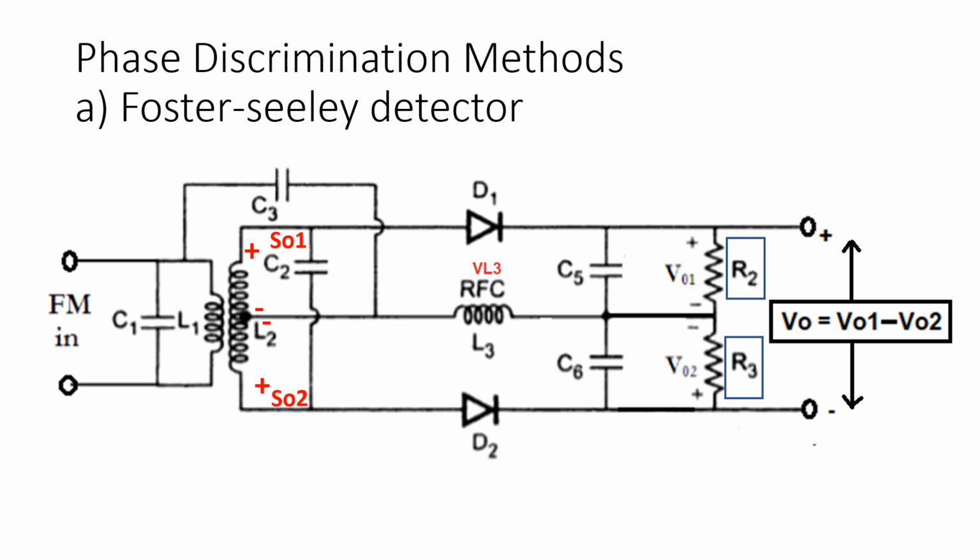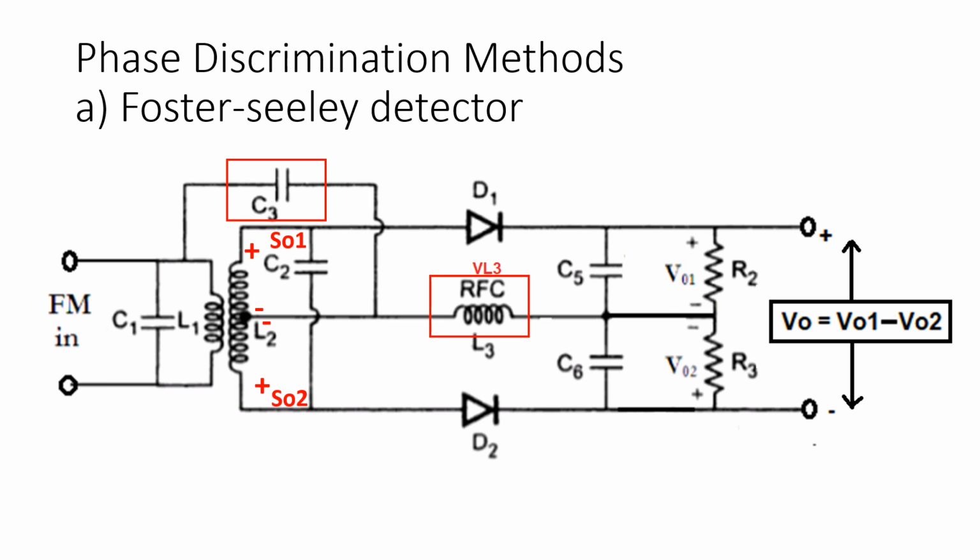Additionally, in this circuit we have capacitor C3, which is connected between the input and the center tap of the secondary of the transformer. Also we have the RFC coil. This capacitor is allowed to pass the carrier frequency signal from the input to the center tap of the transformer, and this RFC coil does not allow high frequencies to pass. The voltage across the RFC is VL3.